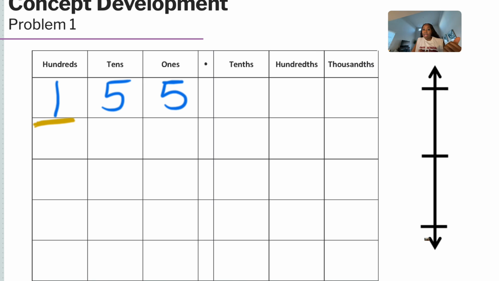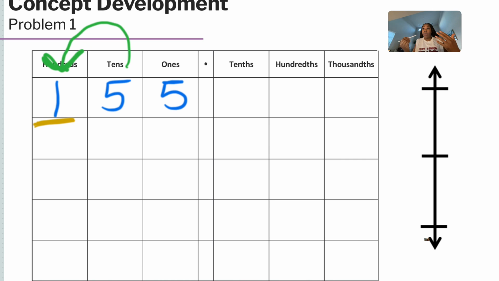And remember what I said. The number behind it is going to tell the number in front of it what to do. So that means the 5 in the tens place is going to tell the 1 in the hundreds place. It's either going to say, hey, you need to go up, or it's going to say, hey, you need to go down or stay the same, right? So that's what we're going to do.